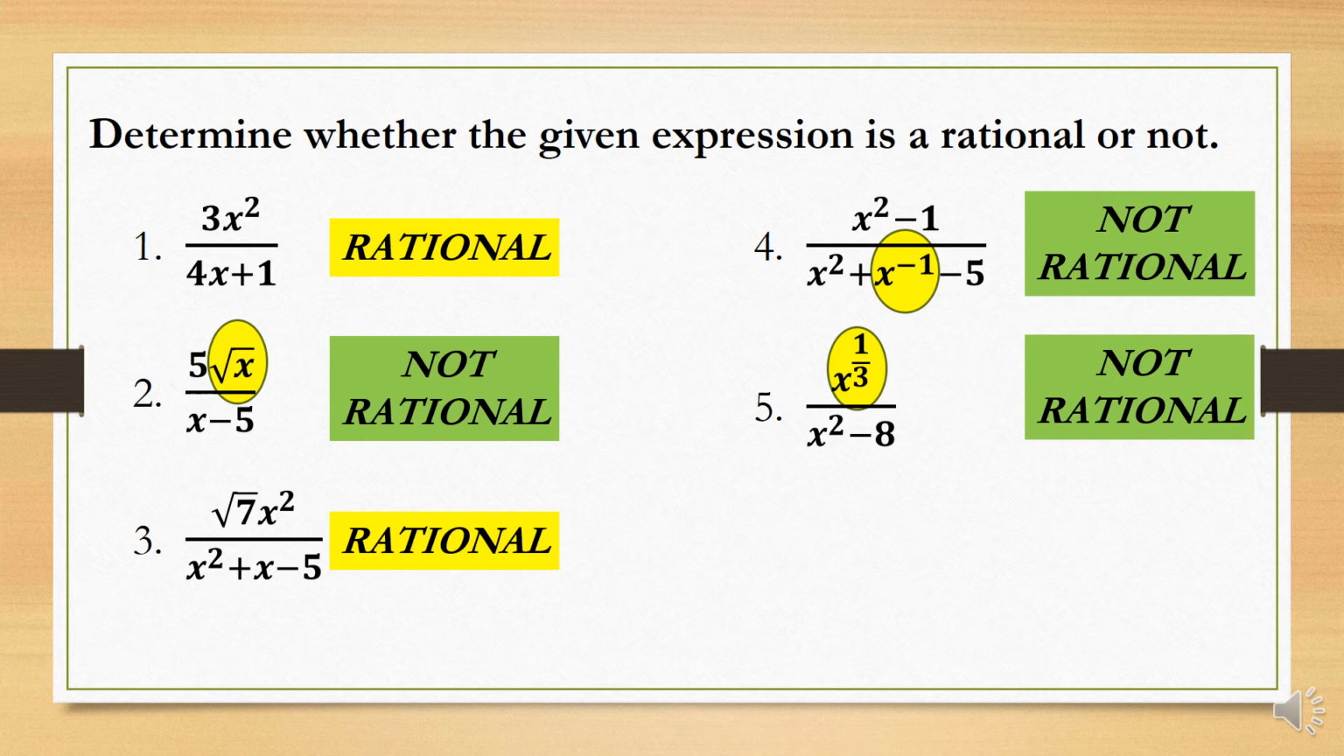Okay, to summarize, always remember that if the given rational expression's numerator or denominator is not a polynomial expression, then it is not rational, because a rational expression is a quotient or ratio of two polynomial expressions.